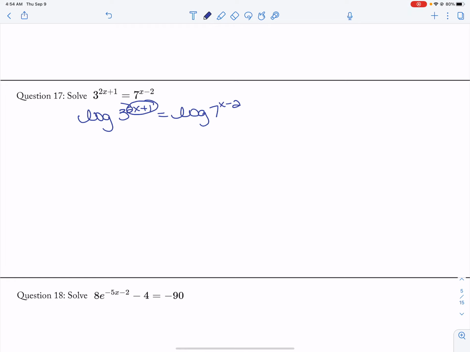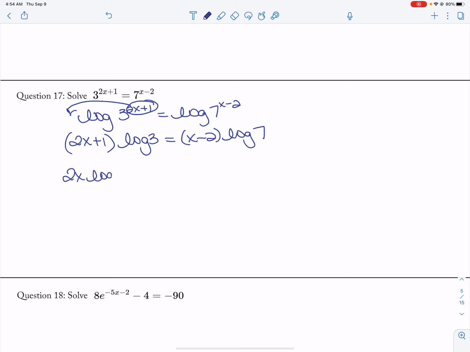So I'm going to bring down the 2x plus 1, and then I'm going to have the log of 3. I'm going to bring down the x minus 2, and I'm going to have the log of 7. So I have 2x log of 3 plus the log of 3 if I distribute, and then x log of 7 minus 2 log of 7.